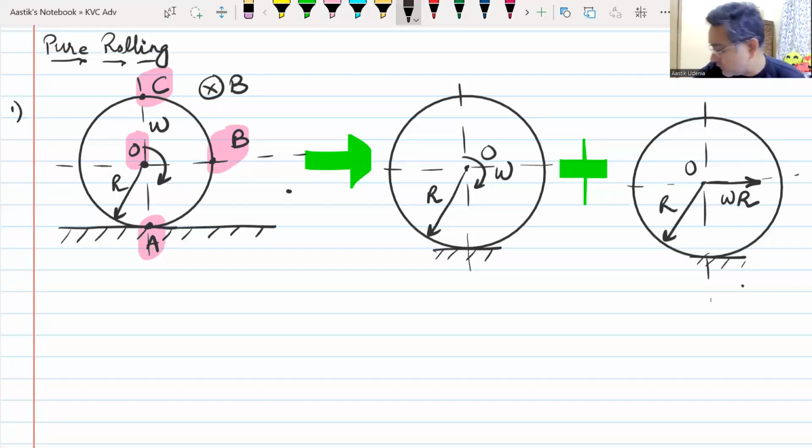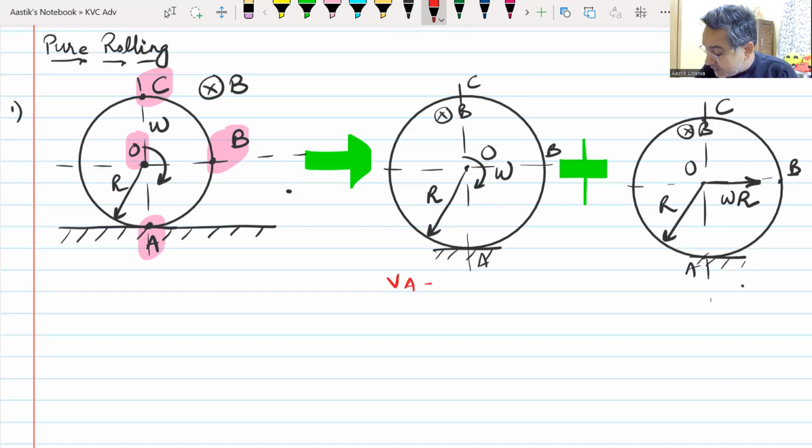Okay, so this is point A, this is point B, and this is point C. Now what we are going to do is overlap both of these things together. We are going to find out the potential difference between different points because of pure rotation. Because of pure rotation about O, VA will be equal to VB will be equal to VC. Do we understand this? Yes or no?